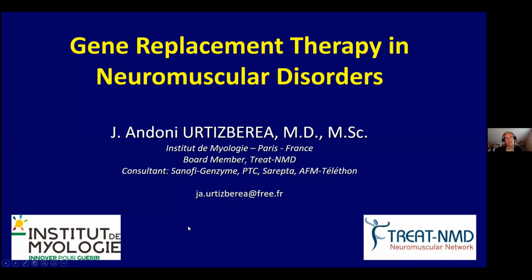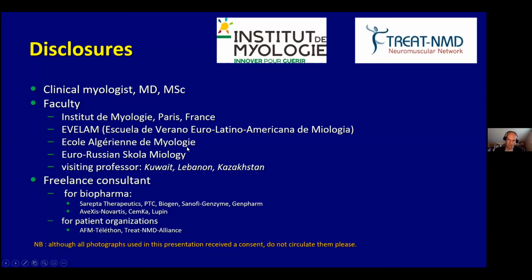So as mentioned by the previous speakers, now we're going to talk about the clinical applications of gene therapy in the neuromuscular field. For that, I've selected for you just three examples, and I will focus mainly on gene replacement therapy, okay? So these are my disclosures. I'm basically a clinician, but quite involved and interested in neuromuscular disorders.